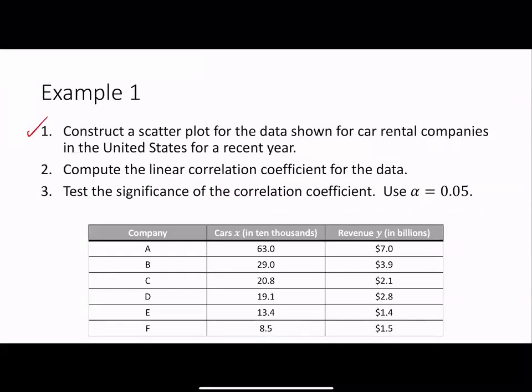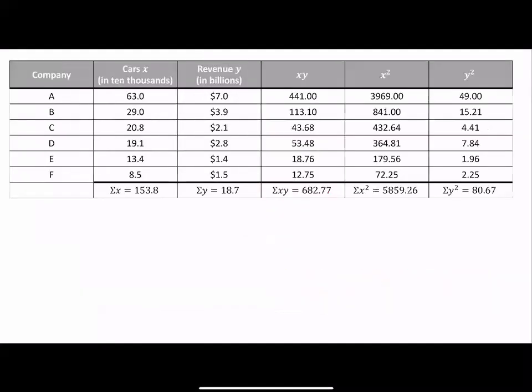Next, compute the linear correlation coefficient for the data. How do I do that? I have to finish my table. In order to compute my linear correlation coefficient, I need the sum of the x's, the sum of the y's, the sum of x times y, the sum of x squared, and the sum of y squared. So I'm going to create my table that we talked about. I'm going to fill it all in.